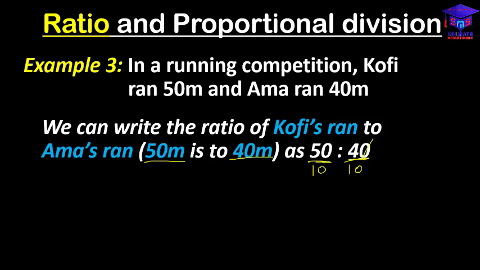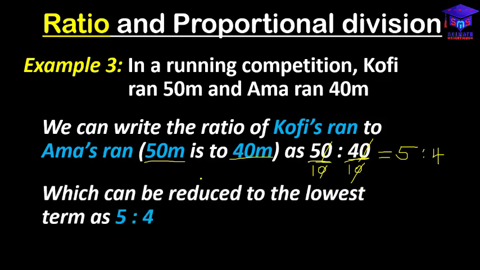So that this 0 will take care of this 0, and this 0 will be cancelled by this 0. And so the ratio then becomes 5 is to 4. 5:4. And so the ratio, which has been written as 50:40, we can reduce it to the lowest term as 5:4.